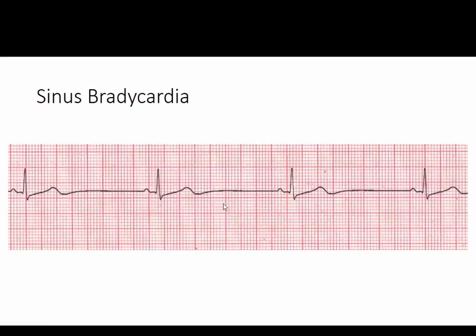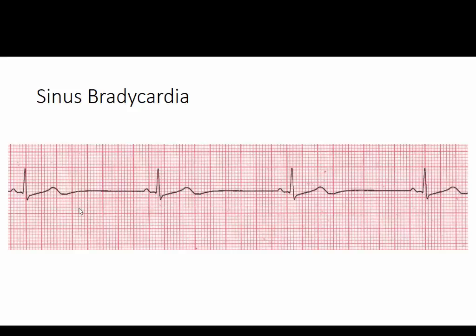Here's a really slow heart rate, really stretched out. So we call this sinus bradycardia. So anything less than what is bradycardia? Do you remember? 60. Yeah, anything less than 60, we call that bradycardia. And this is important to diagnose because a lot of patients in the hospital are on medicines to help their heart function, and that slows the heart rate down.